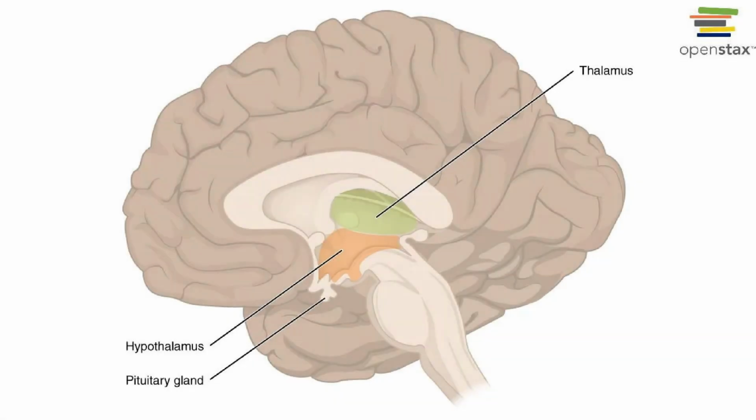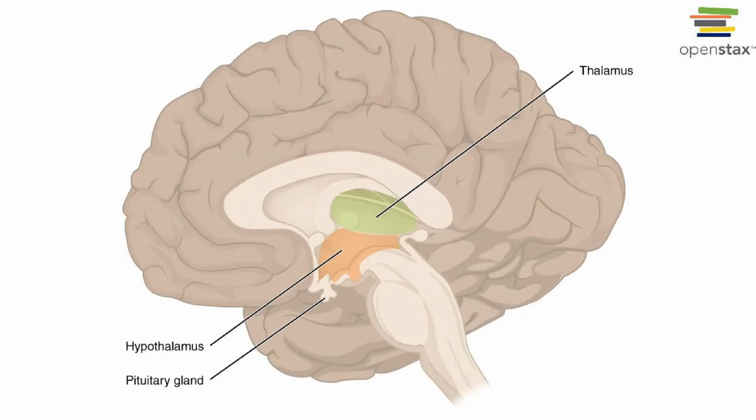Deep beneath the cerebrum lies the diencephalon, which serves as a relay and control center between the brainstem and cerebral hemispheres. The thalamus is the largest and most superior region. This structure acts as a gateway to the cerebral cortex. Most sensory pathways travel through the thalamus before reaching the cerebral cortex.